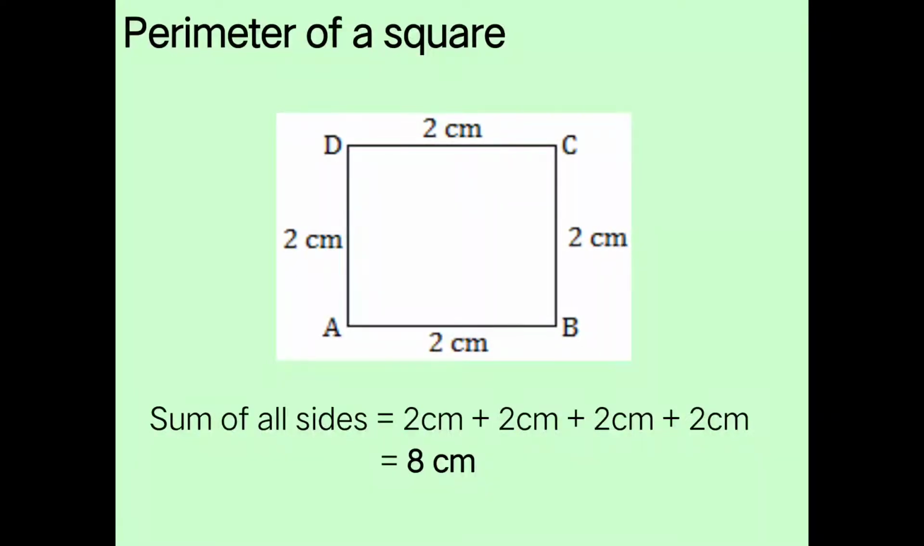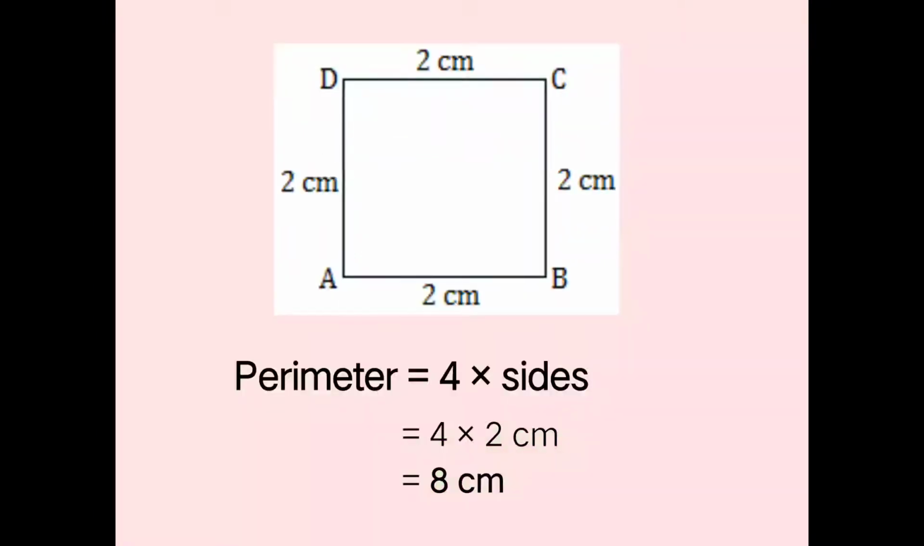Another way we can do it is by using a formula. The perimeter of a square is 4 into side. Why is it 4 into side? Because we have 4 sides in a square and all sides are equal, so we multiply 4 times with the side. 4 into 2 centimeter gives the same answer, which is 8 centimeter. So there are two methods: by adding all together, or by using the formula, we can find the perimeter of the given shape.